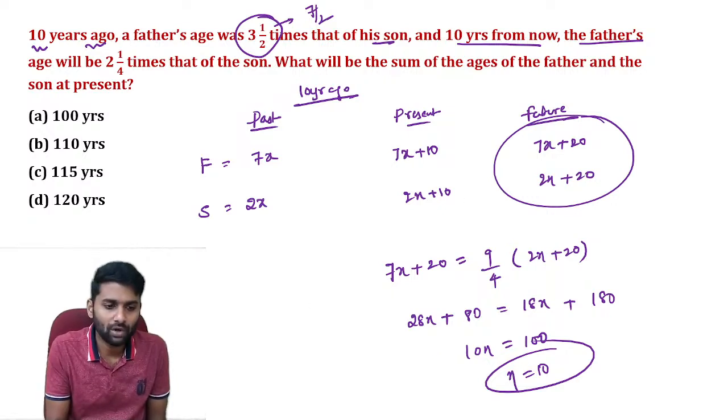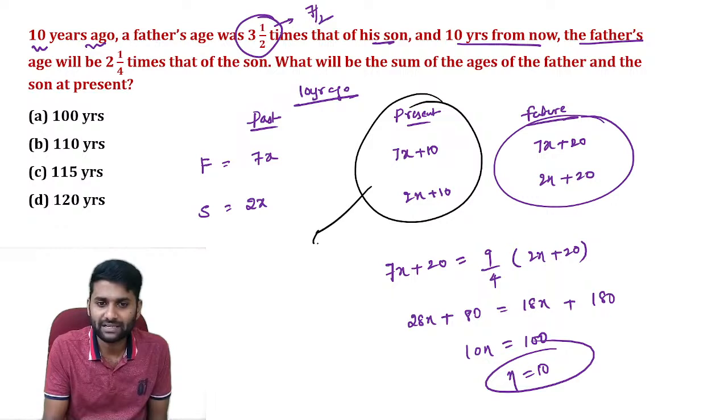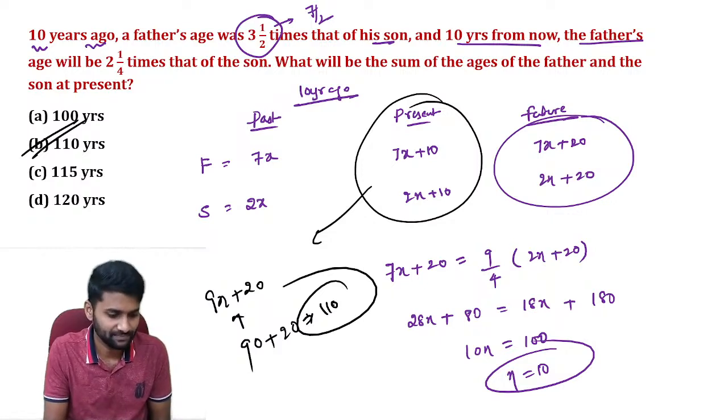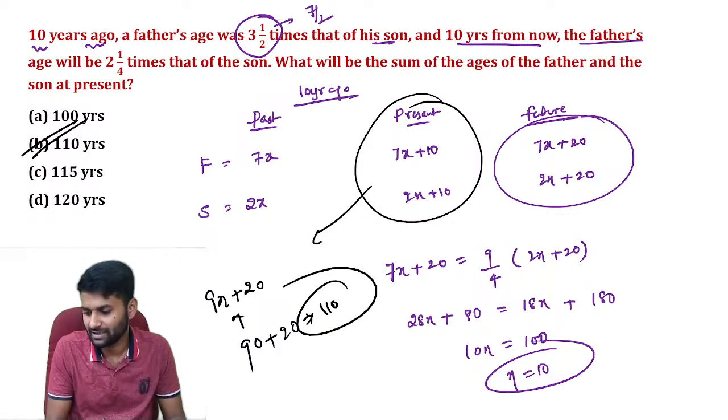Now here the question: what is the sum of their present ages? The sum of their present ages is exactly equal to 9x plus 20, and x is equal to 10. The answer is 90 plus 20, which is equal to 110 years. Here 110 years is the sum of the present ages.